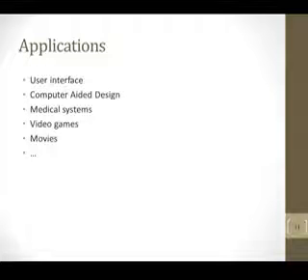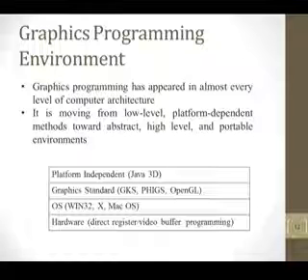Graphics programming has appeared in almost every level of computer architecture. Generally, it is moving from low-level platform-dependent methods toward abstract, high-level, and portable environments. We will see different graphics programming environments at various levels of computer architecture, and each one of these environments will be described in the following slide. We will see the hardware level, the operating system level, the graphics standard level, and the platform independent level.